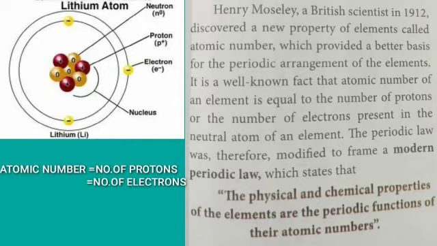It is a well-known fact that the atomic number of an element is equal to the number of protons or the number of electrons present in the neutral atom of an element. The periodic law was therefore modified to frame the modern periodic law, which states that the physical and chemical properties of the elements are the periodic functions of their atomic numbers.